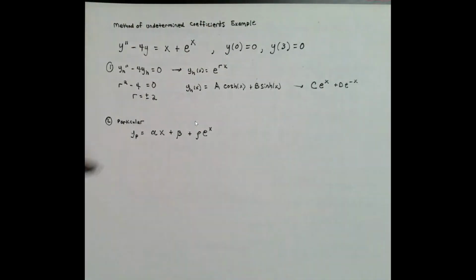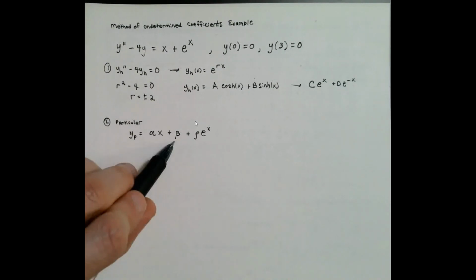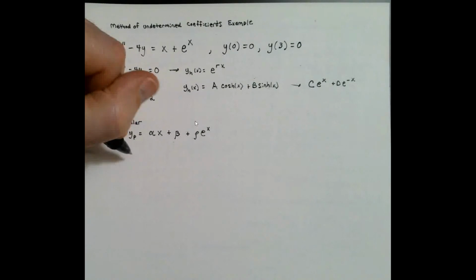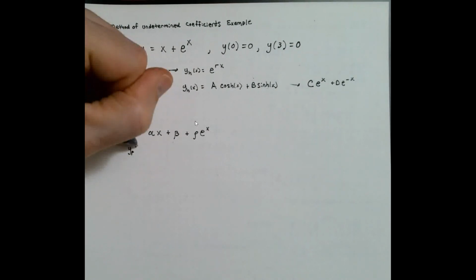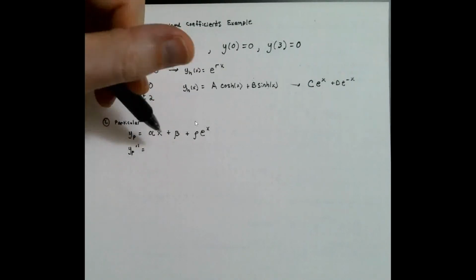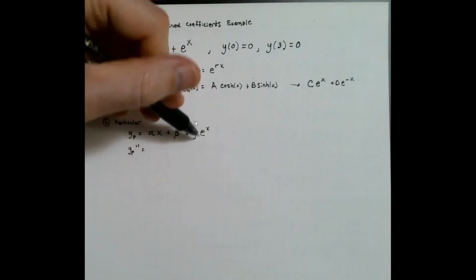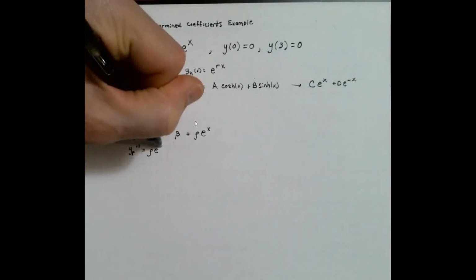But anyways, this is my guess right here, and the goal is to make choices on alpha, beta, and rho such as satisfies that differential equation. So we're going to take two derivatives. We're going to bypass the steps there because the first derivative of this is alpha, second derivative is 0. And of course, two derivatives of the exponential is just the exponential.